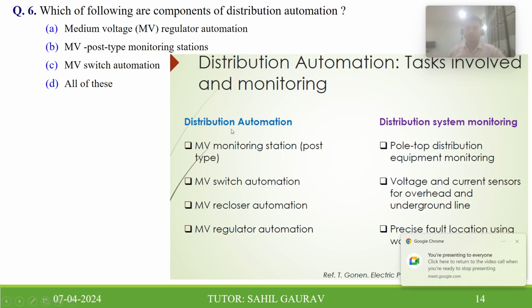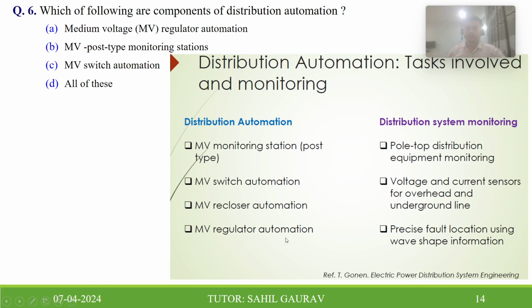Here you can see this task involves monitoring in distribution automation. So here you see the MV monitoring station, post type, MV switches automation, MV reclosure, all of these come under distribution automation. These are the components for distribution automation, and the MV regulator automation also comes under distribution automation. Therefore, D is the correct option.